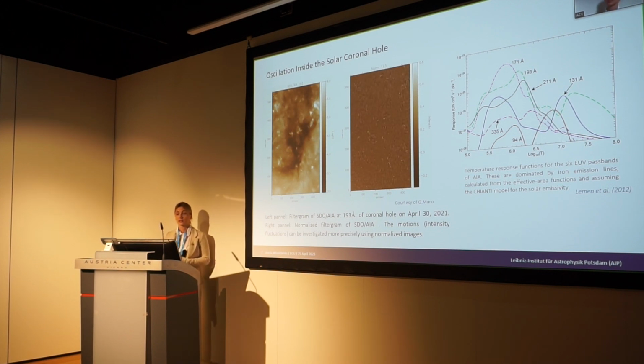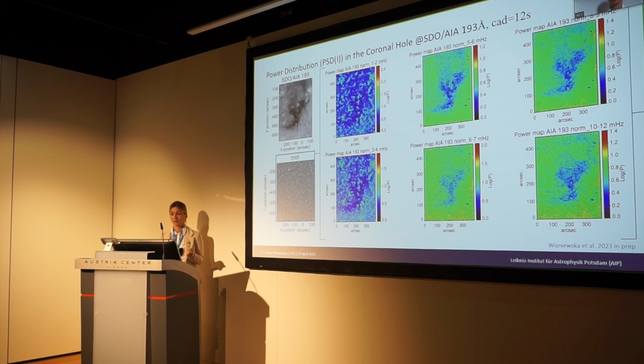Okay, so oscillations inside the solar coronal hole. We wanted to analyze oscillations, and for that we prepared some special normalized data to simulate the velocities inside the solar coronal holes. We took filtergrams at 193 angstrom. As you can see here, the most concentration of the power is at the frequency of 6 to 7 millihertz, and this is the power spectral distribution of the intensity data from this normalized one.